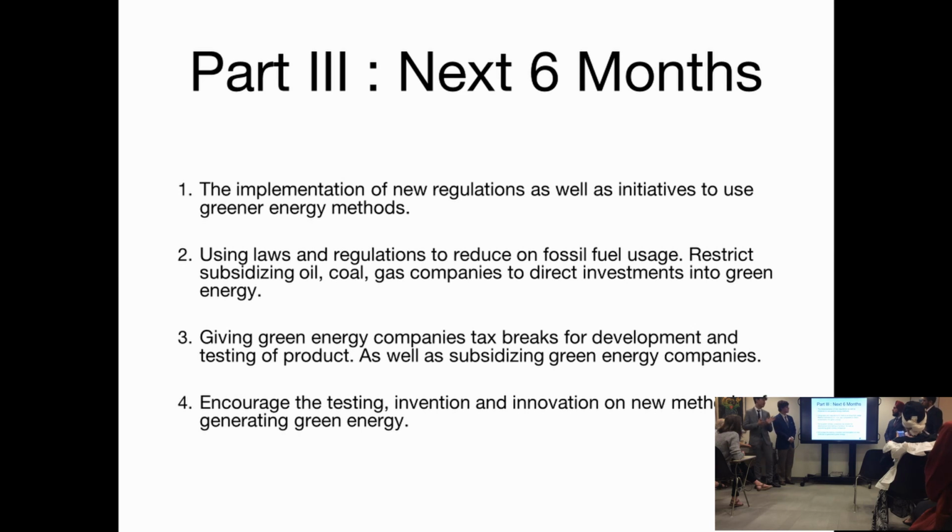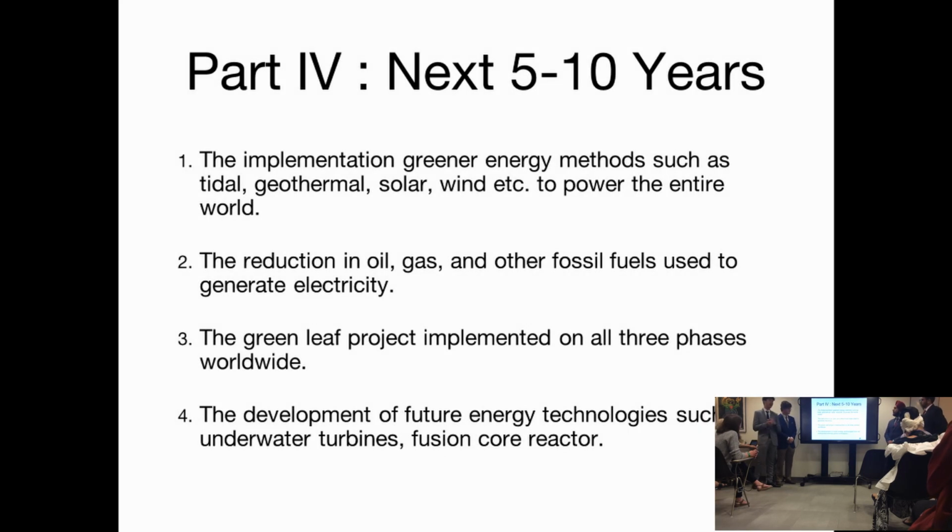So part 3 is the next 6 months. Over the next 6 months, what we want to do is implement new regulations as well as initiatives for greener energy methods, use laws and regulations to reduce subsidies and redirect investments from fossil fuels into green energy companies, and encourage the testing, invention, and innovation of new green technology. And over the next 5 to 10 years, what we want to do is the implementation of green energy methods and relying on green energy methods instead of turning to fossil fuels.